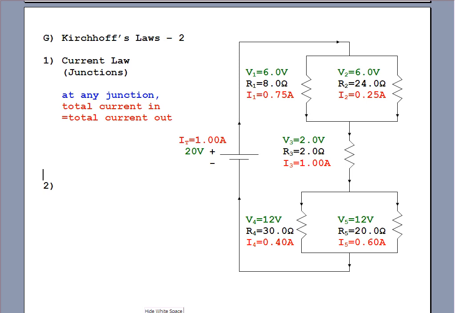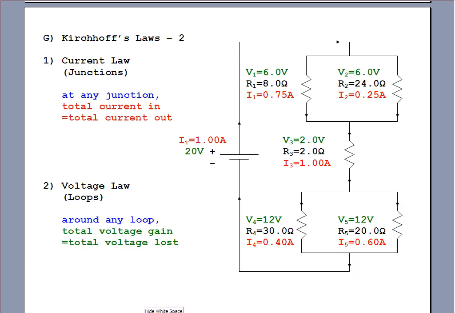We can pencil those in. And they do not all add up to 20. You know, if you go 6 plus 6 plus 2 plus 12 plus 12, you get like 38. That does definitely not equal 20. But that's not what Kirchhoff said would happen with the voltages. He said you have to think about these loops, these little shopping trips where you're spending your money. And he said around any loop, the total voltage gained has to equal the total voltage lost.